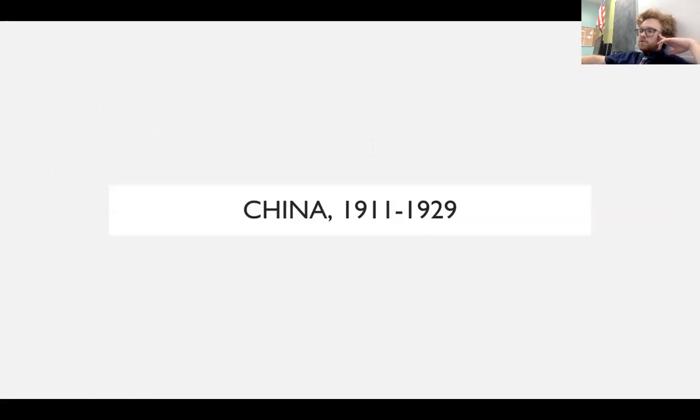So let's turn our attention to Japan's next door neighbor, because a lot of the events in Japanese foreign policy are going to impact developments within China.